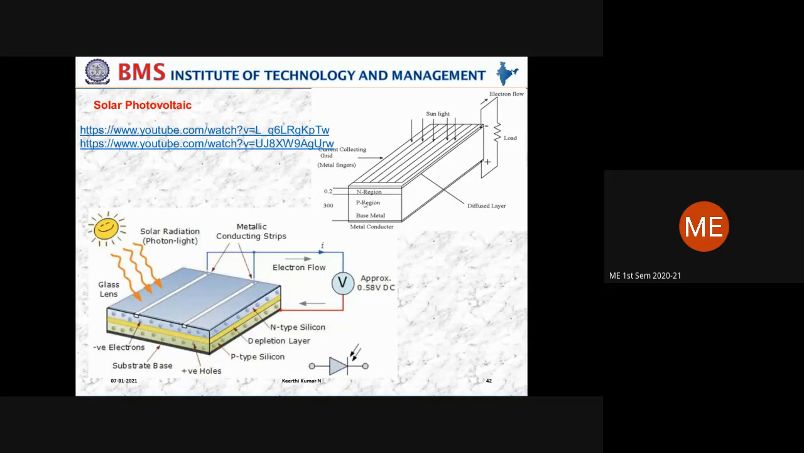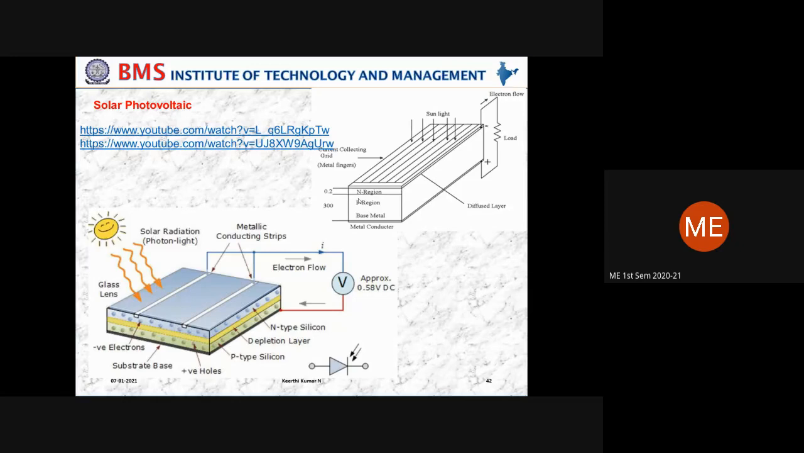Out of these two, which consists of positive holes, out of N and P junction? The P junction consists of positive holes. And the N region consists of what electrons? Negative electrons. Okay.